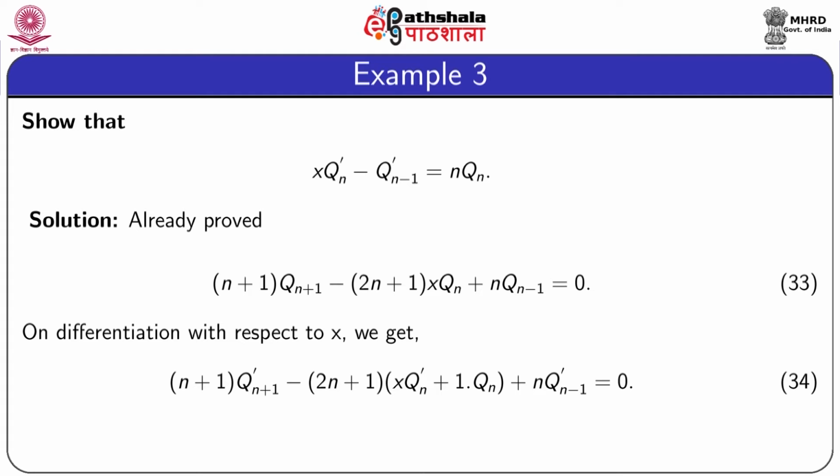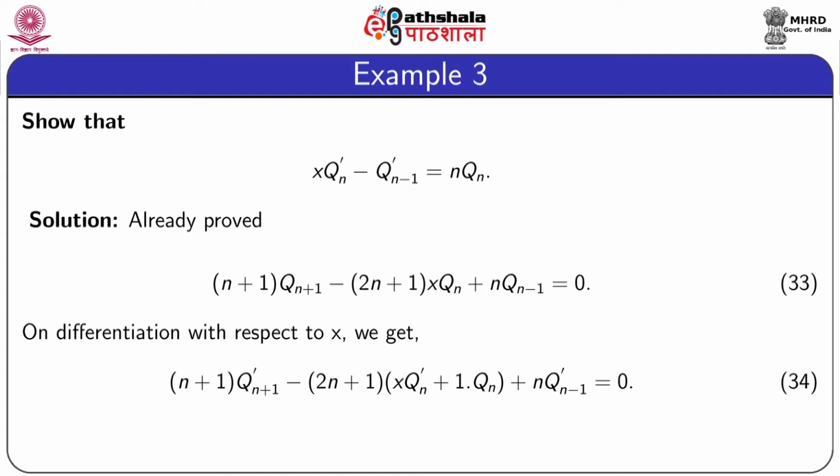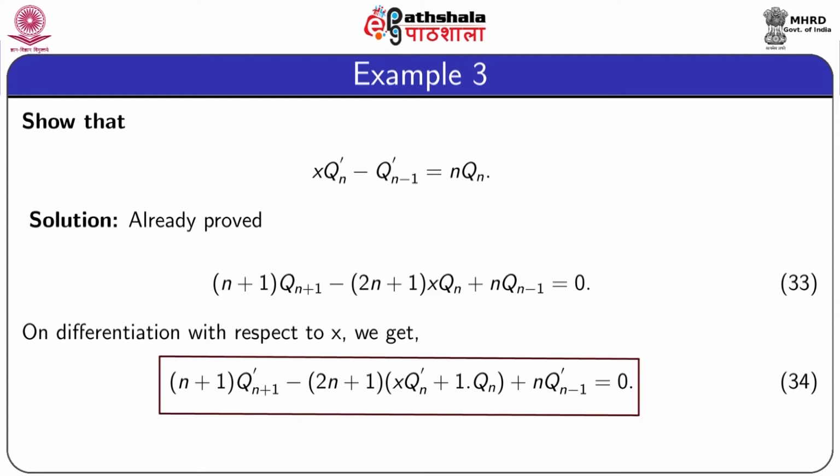We move to another recurrence relation, x Q'n minus Q'n minus 1 is equal to n Qn. We have already shown that (n plus 1) Q n plus 1 minus (2n plus 1) x Qn plus n Q n minus 1 is equal to 0. We now differentiate equation 33 with respect to x, and we obtain equation number 34, which is (n plus 1) Q' n plus 1 minus (2n plus 1) x Q'n plus Qn plus n Q' n minus 1 equal to 0.